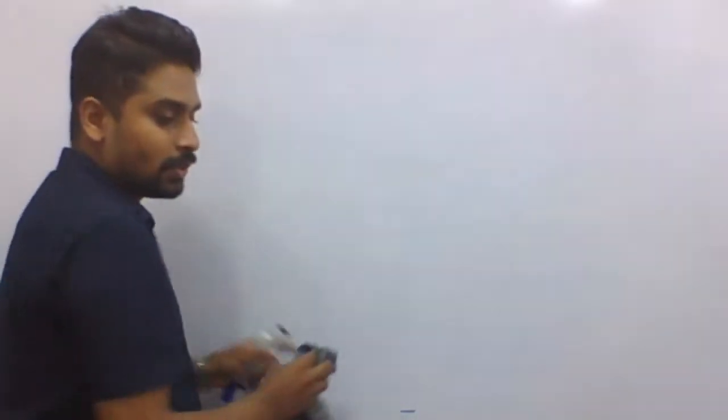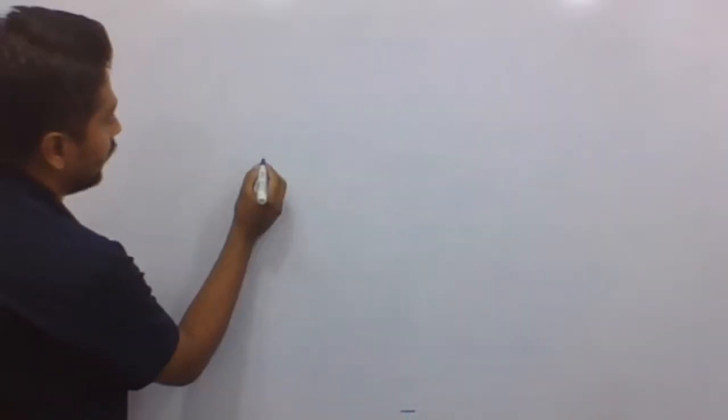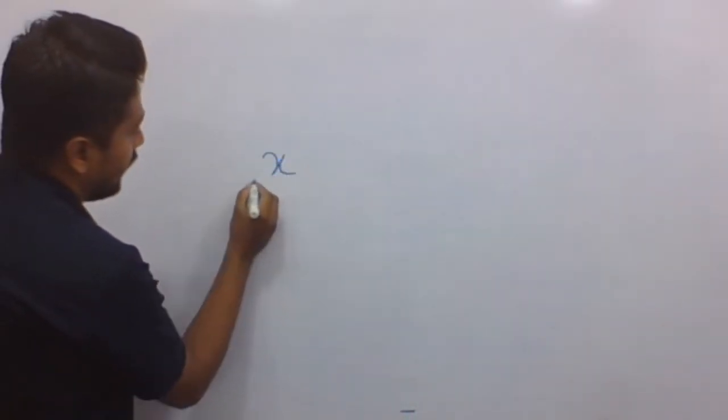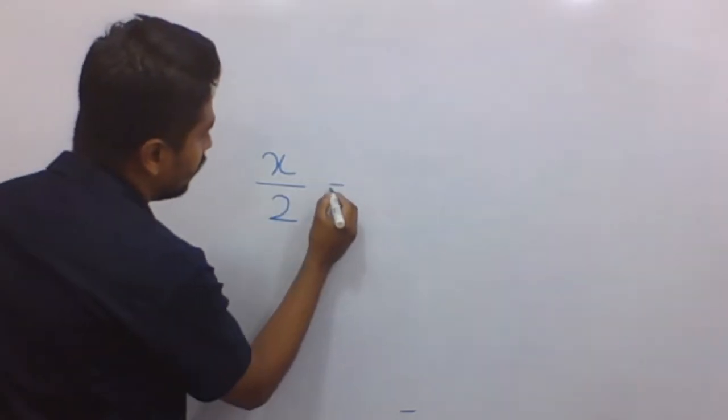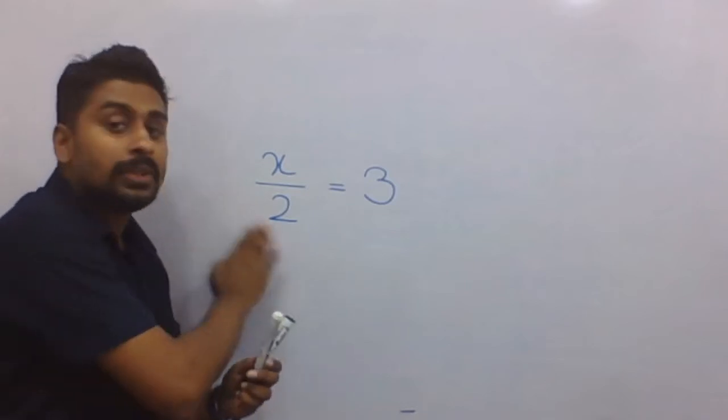Next one. Look at this one. Third question. Example 3, right? Example 3. X over 2 equals 3. X over 2 equals what? This is equal to 3, right? Then how do you remove this 2?